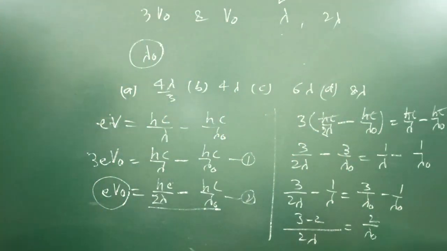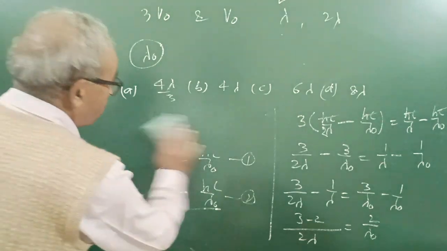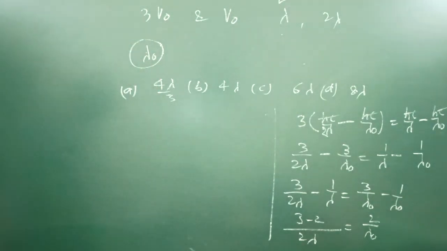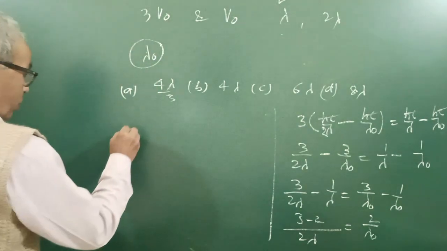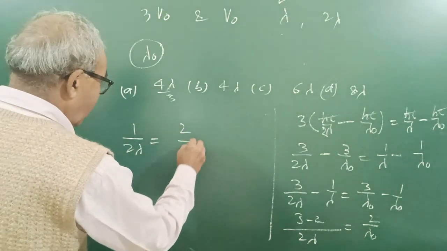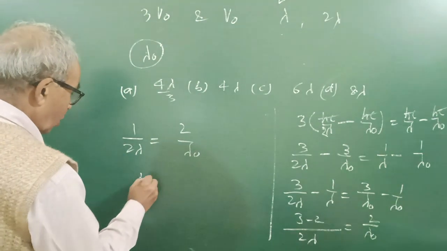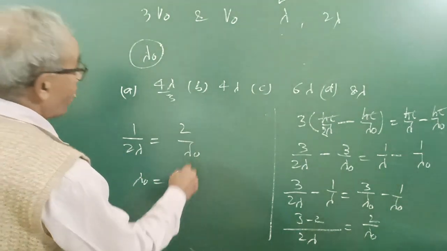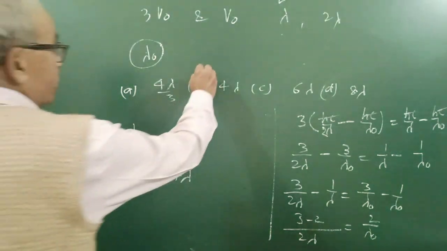And the problem is solved now. How? 1 upon 2 lambda equal to 2 upon lambda 0. So lambda 0 is equal to 4 lambda. B answer is correct.